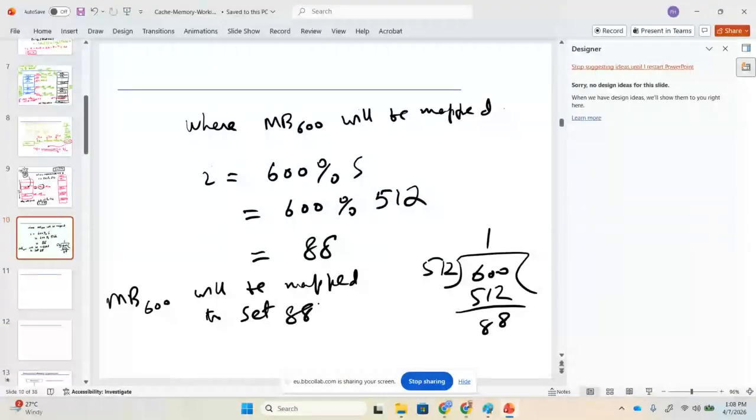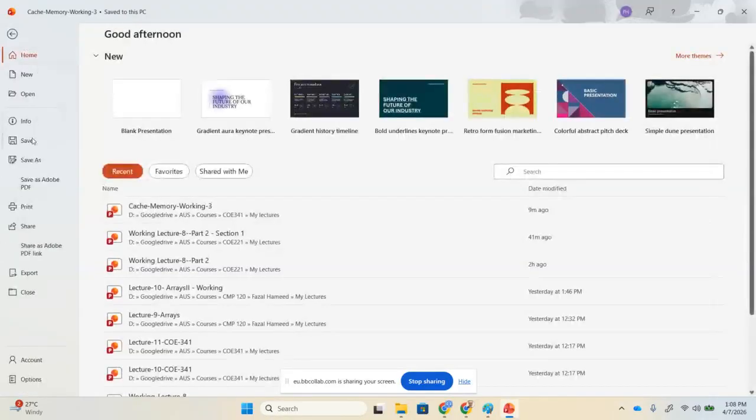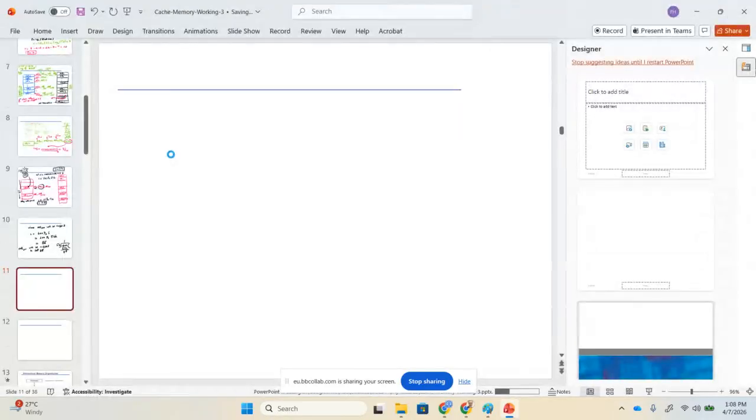Okay, this may be another question in the exam. I'm telling you, there are a lot of questions in the exam, and these are the questions. So, another question. I'm saving again because I don't want to lose all of the work that I did. Okay, another question.